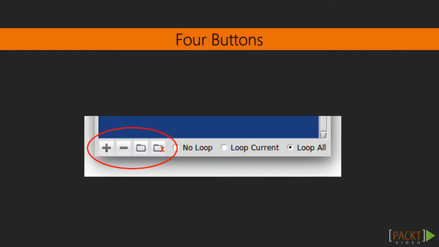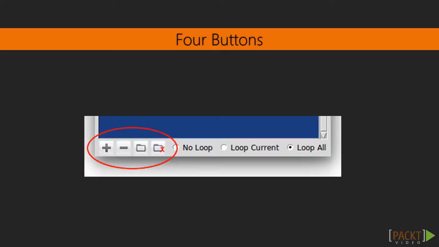To be more specific, we will write the code for a function for the four buttons marked like this. The four buttons from left to right perform these functions. The first button from the left adds individual audio files to a playlist. The second button deletes all the selected items from the playlist. The third button scans a directory for audio files and adds all the found audio files to the playlist. The last button empties the playlist.